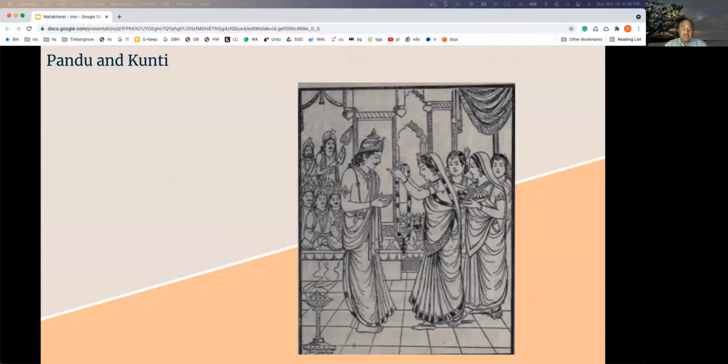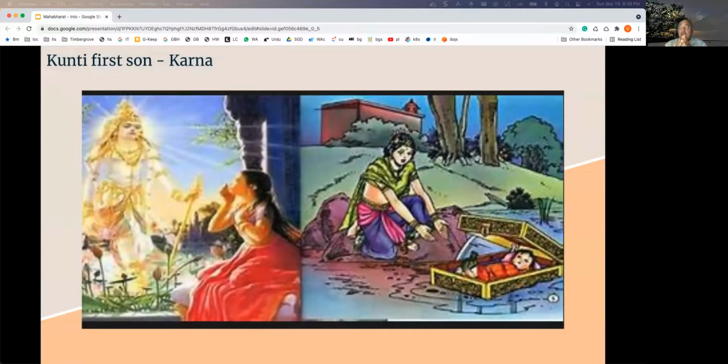And in her curiosity, she makes a stupid mistake. Before her marriage, she wants to test this boon. So she tests it out with the sun god, and she says, yeah, I want a child from you. And then it happens, and now she's in a predicament, she's in a fix. So what can she do? She takes this child and puts him in a basket and lets it go in a river with a very heavy heart.